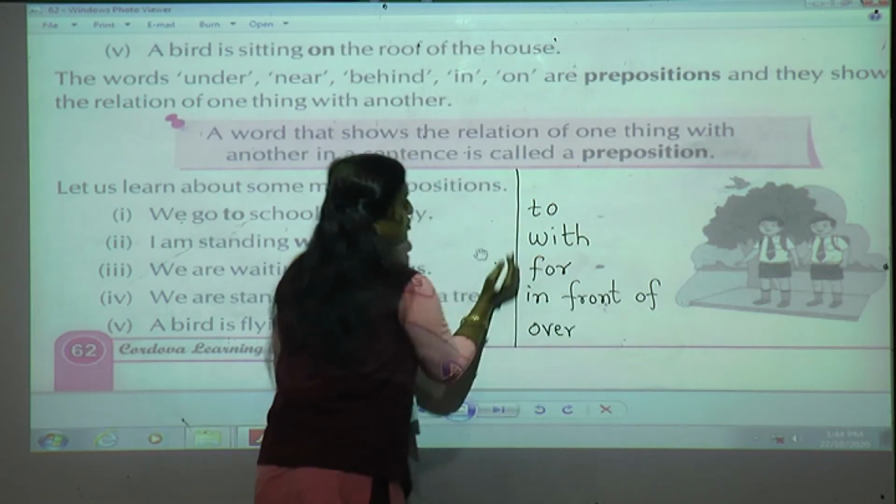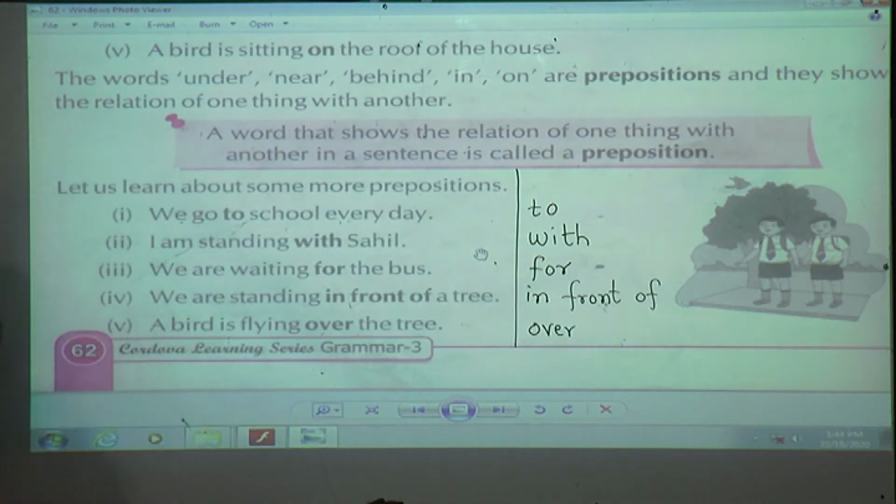Okay, have you written down, students? And these words you have to learn by heart. Again I'll repeat: to, with, for, in front of, over. From where have I taken these words? Yes, from these 5 sentences. So these are all prepositions. Now you can move on to the next page. I hope that you have written. Those who have not written, you can copy these words afterwards.